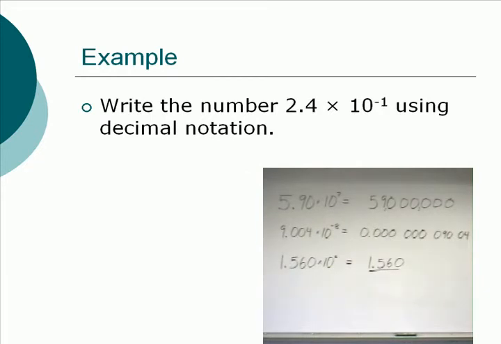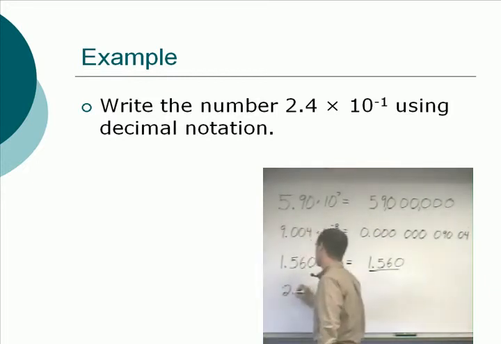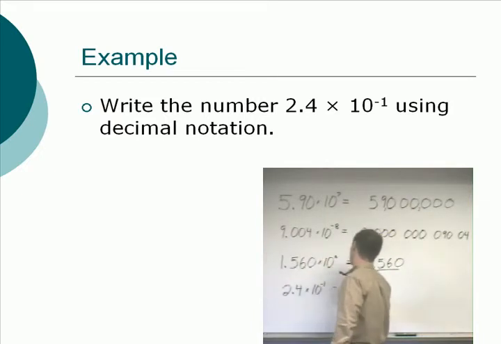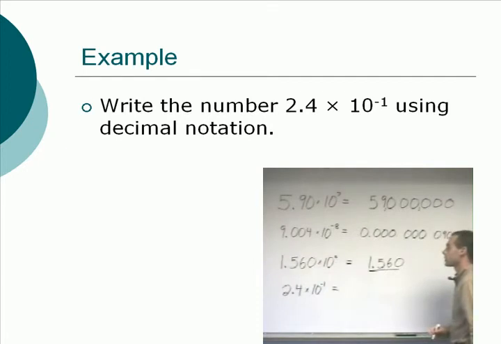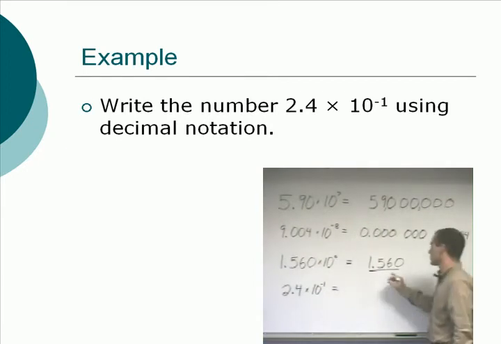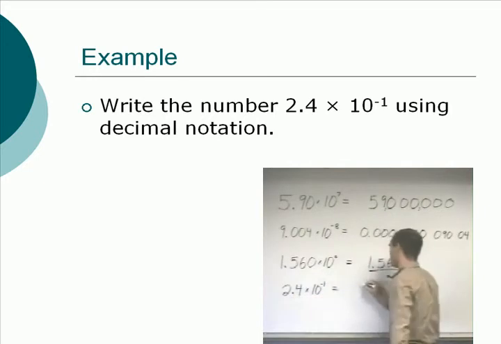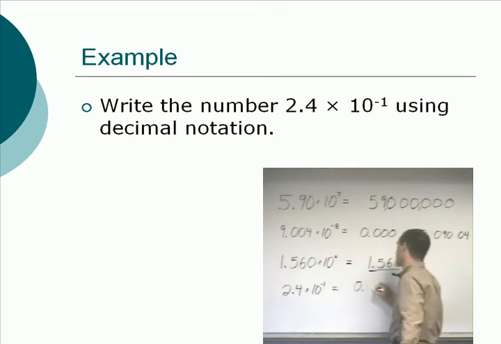And last one, 2.4 times 10 to the negative 1 power. 2.4 times 10 to the negative 1 power becomes 1 spot. It's got to get smaller. 0.24.